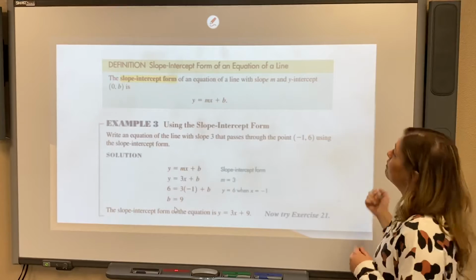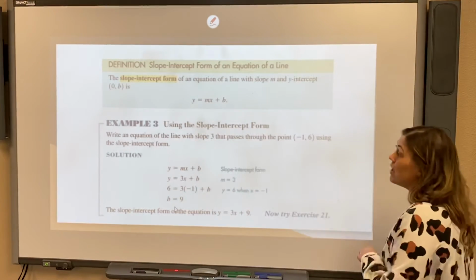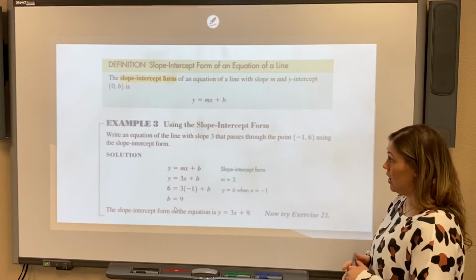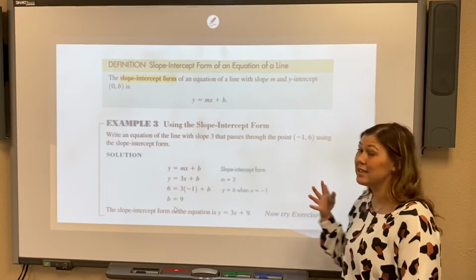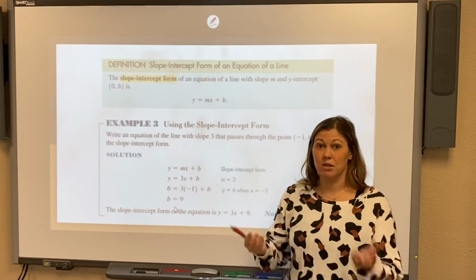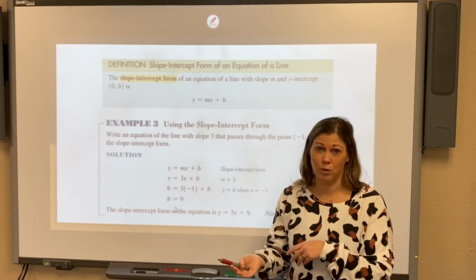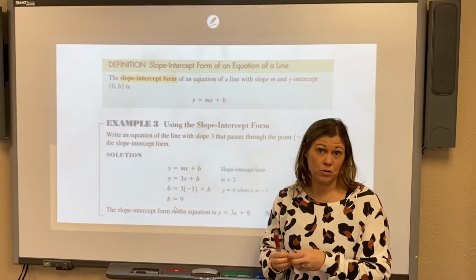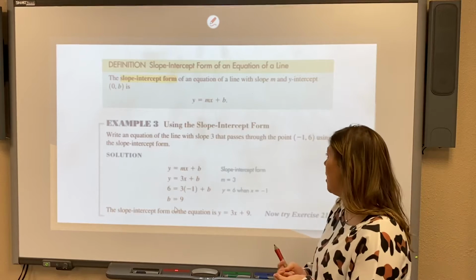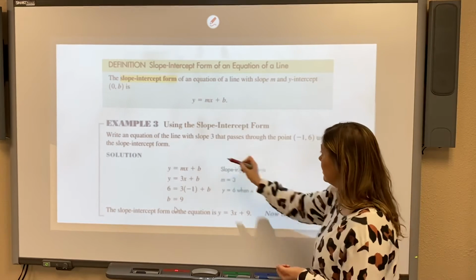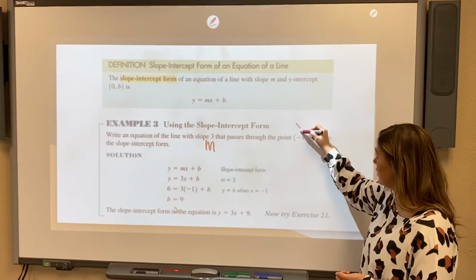So slope-intercept form gives you your slope and your y-intercept. So this says write the equation of a line with a slope of 3 passing through the point negative 1, 6. So it gives the same information as the previous slide, except instead of using point slope, we're using slope-intercept form. I don't care which form you use, you're going to get the same answer. So this is our x and our y.